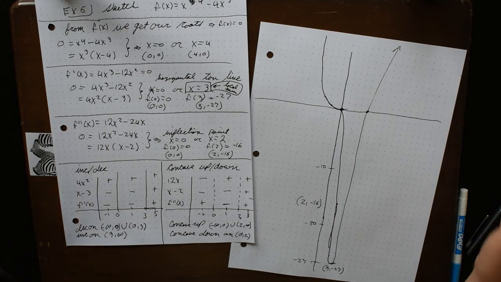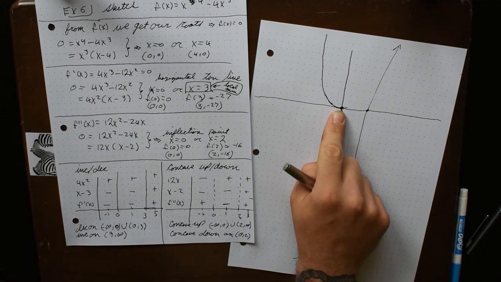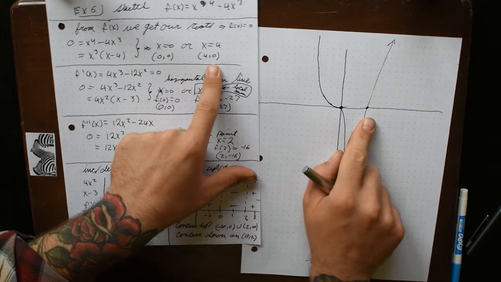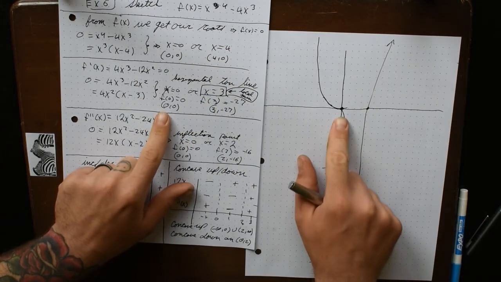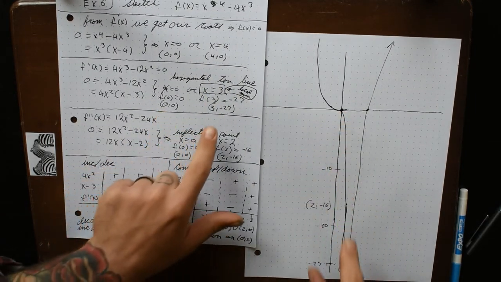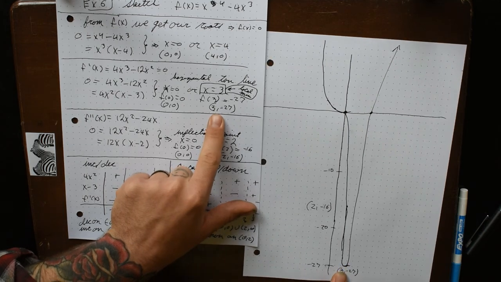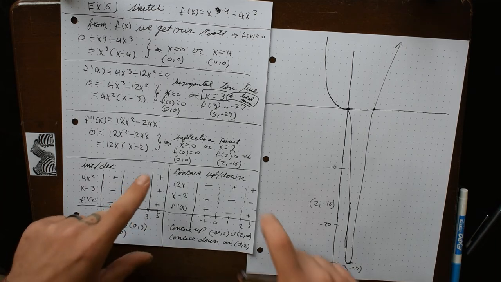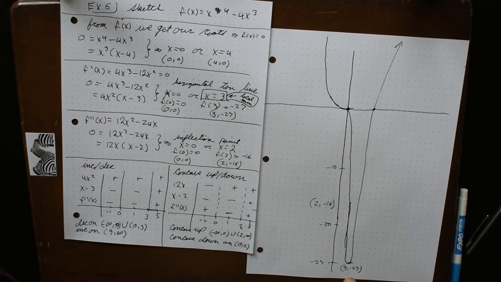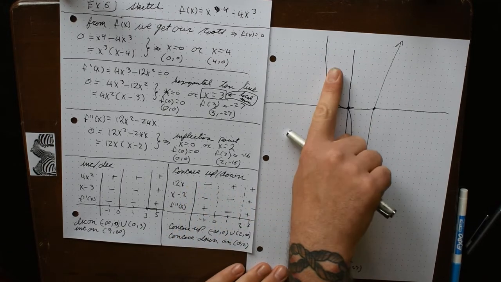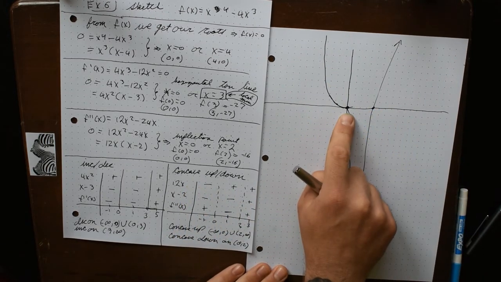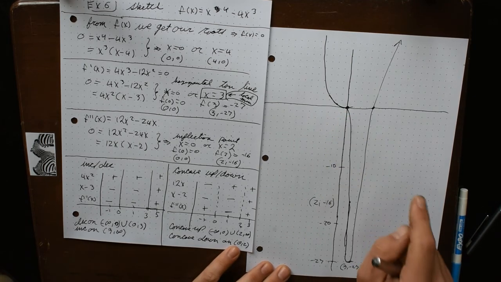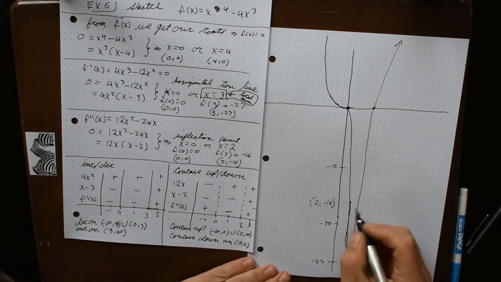So let's talk about this. We have a root at 0, 0, and a root at 0, 4. We have a horizontal tangent line at 0, 0, and we have a horizontal tangent line at 3, negative 27. We can look and see that this is a local minimum, but also using our second derivative test, we knew this was a local minimum. We had an inflection point. We went from concave up to concave down right here at 0. And at the point 0, 0, I'm sorry, we had another inflection point right here at the point 2, 16.